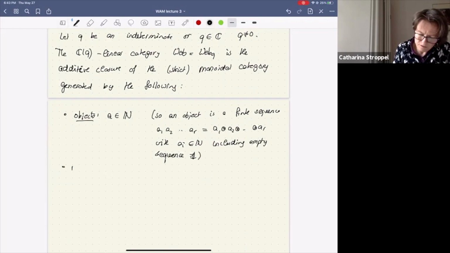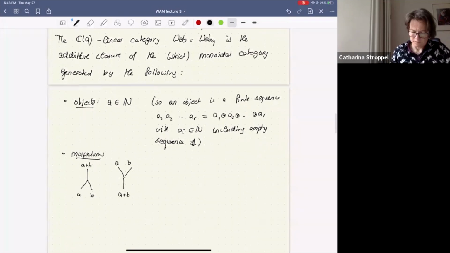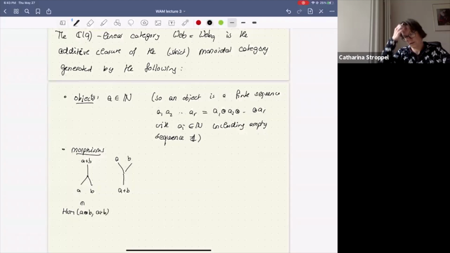And then what are the morphisms? So the morphisms are just some trivalent graphs. So they look like this. I again read from bottom to top. So I have a merge which goes from the object A tensor B to the object A plus B, or I can put it upside down. I can go from the object A plus B to the object A tensor B. So this is in Hom from A tensor B to A plus B. And the other one is just going opposite. Modulo some relations.